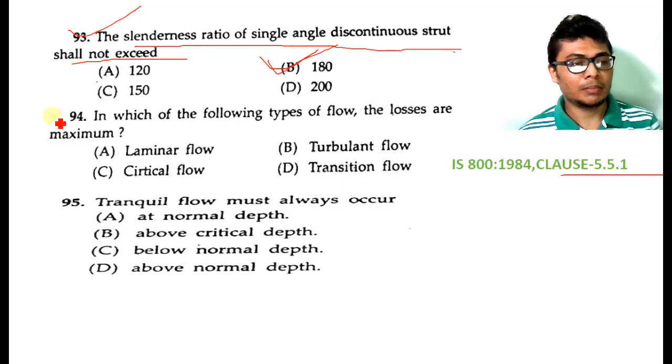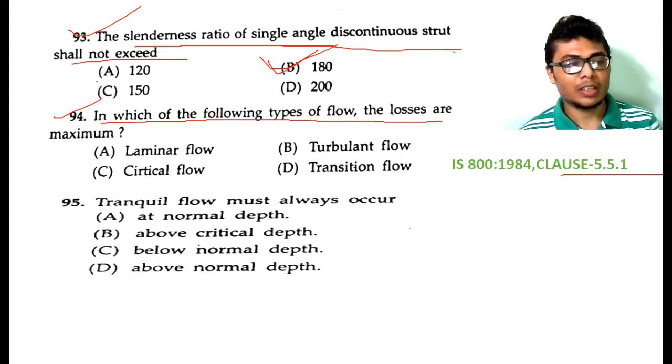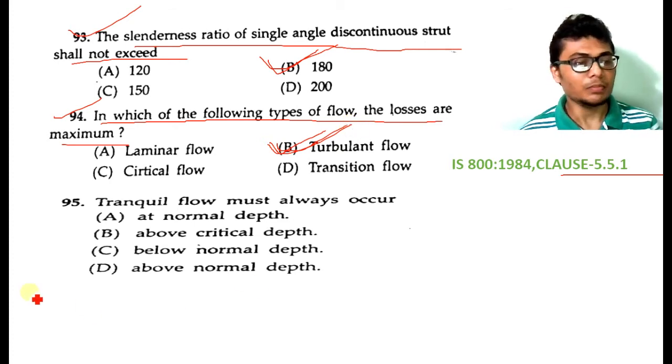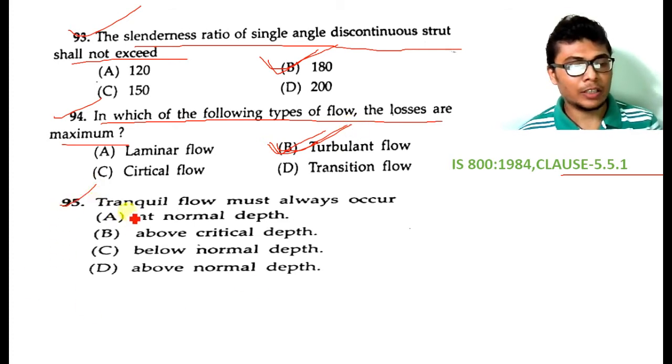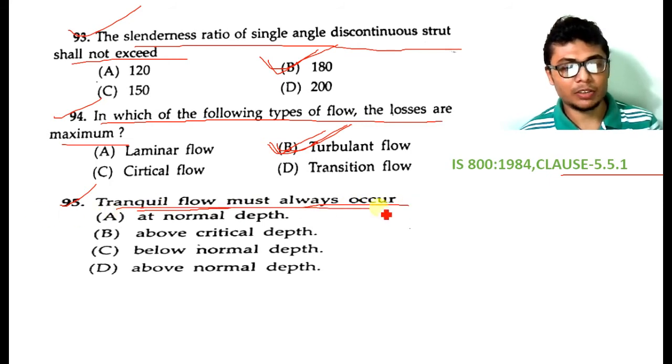Next, question number 94. In which of the following types of flow are the losses maximum? This is a direct question from the fluid mechanics subject. Obviously, the loss of head is maximum for turbulent flow. Okay, so my correct answer will be turbulent flow. Next question: tranquil flow must always occur?